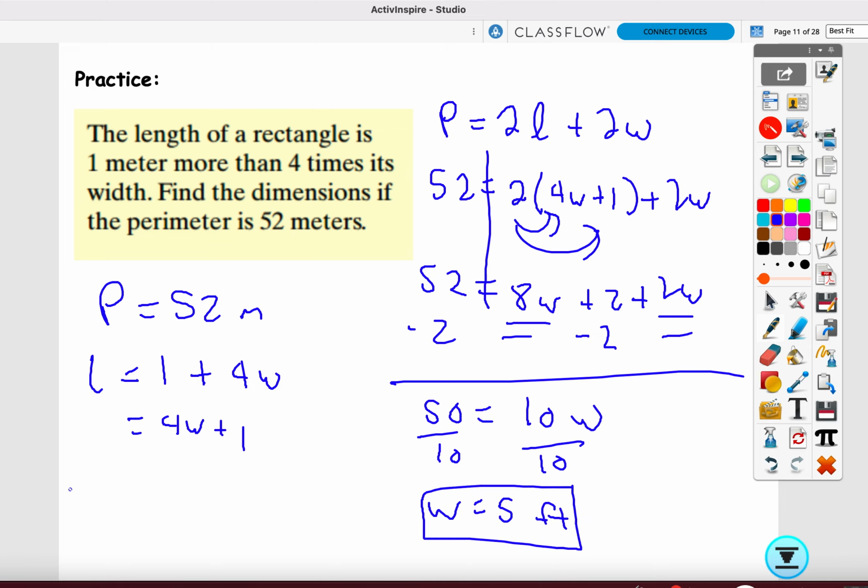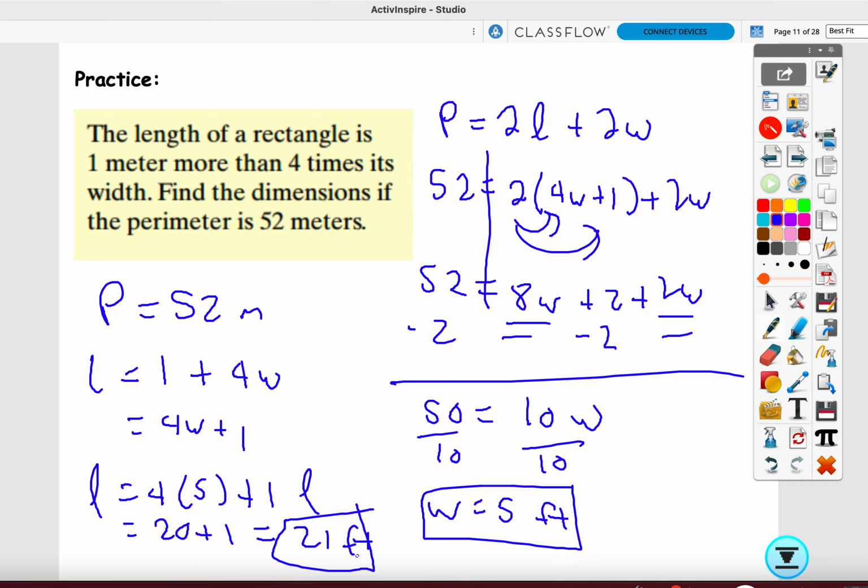So now we just have to plug in 5 for W to find the L. So it'll be 4 parentheses 5 plus 1, which is 20 plus 1, which is 21 feet, which is the length. So now we found the dimensions of this rectangle.